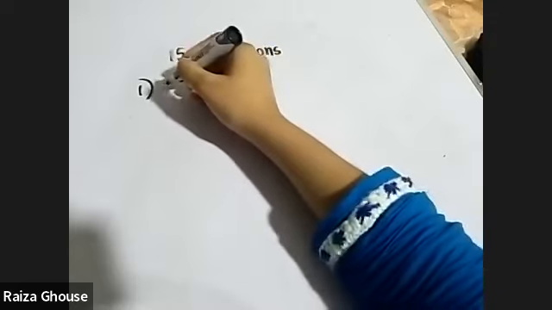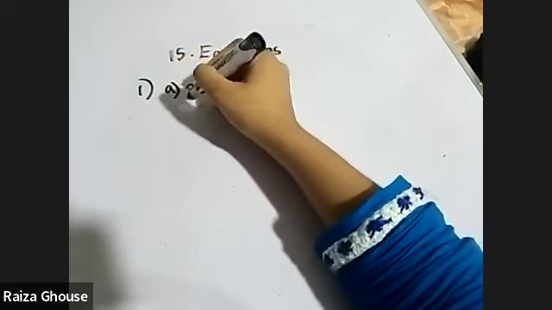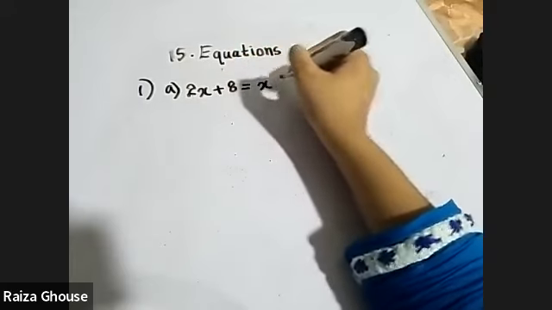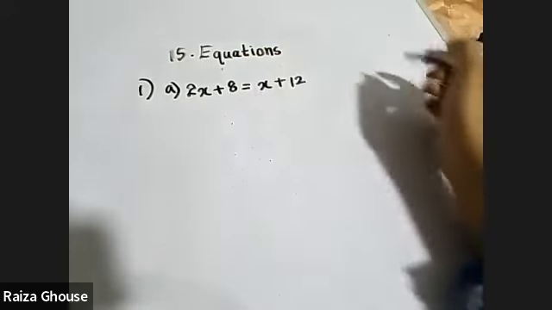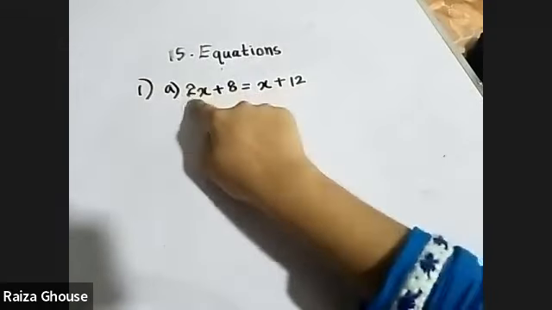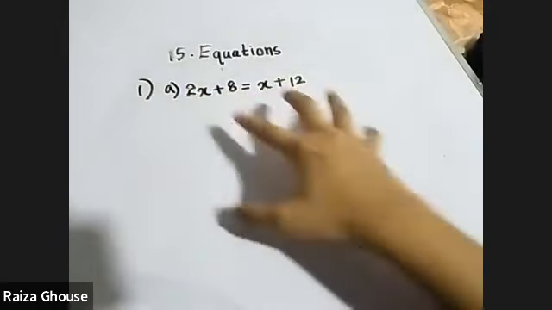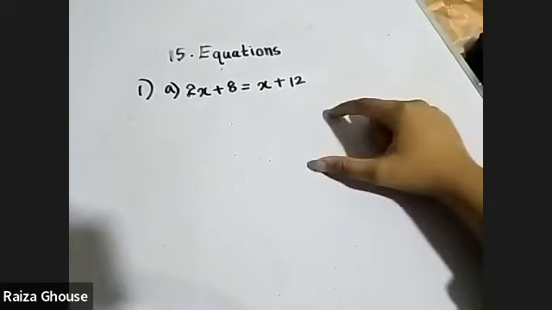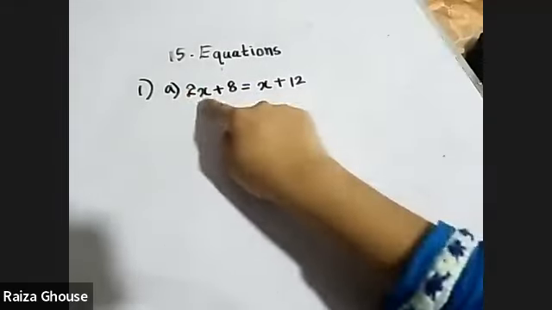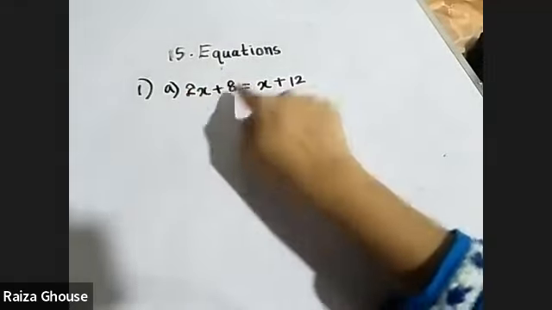So just have a look at the first question, part A. It's given 2x plus 8 is equal to x plus 12. Now you can see in both the sides you have an unknown term, that is x. So when this type of equation is given, the first thing you have to do is take the like terms to one side. That means unknown terms to one side and numbers to one side.